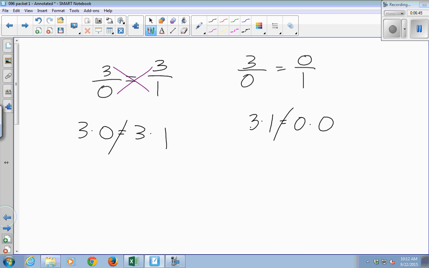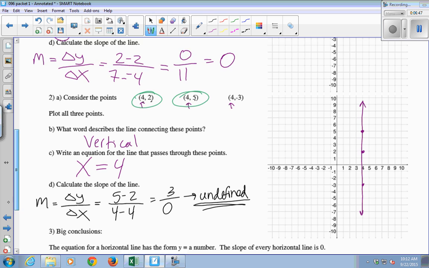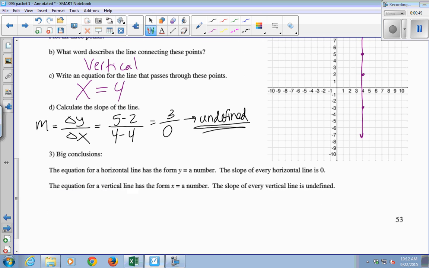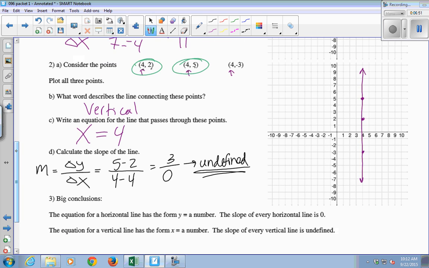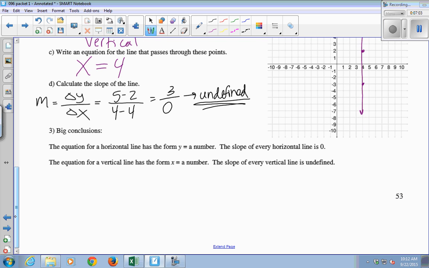Ignore division by 0. We call that undefined. All right, so our big conclusion for vertical lines is that they always have an equation of the form x equals a number, and their slope is always undefined. So to review, a horizontal line has an equation that looks like y equals a number, and the slope of horizontal lines is 0. Vertical lines have equations x equals a number, and the slope of every vertical line is undefined.